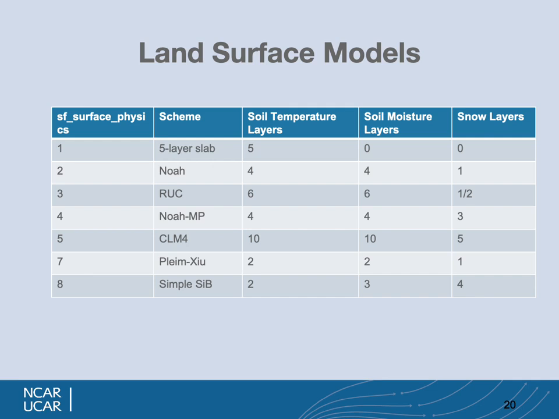This shows some characteristics of the land models. They have different numbers of soil temperature layers, different numbers of soil moisture layers, which typically match the temperature layers, and then the snow layers. Like NOAH only has 1 snow layer, but NOAH-MP has 3 snow layers. So there are different levels of sophistication in how they treat the snow prediction as well.